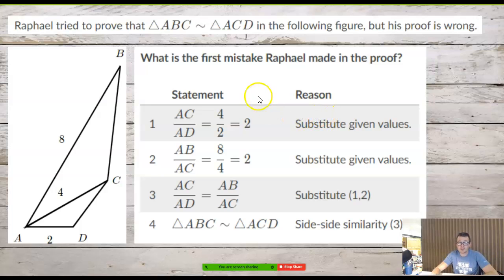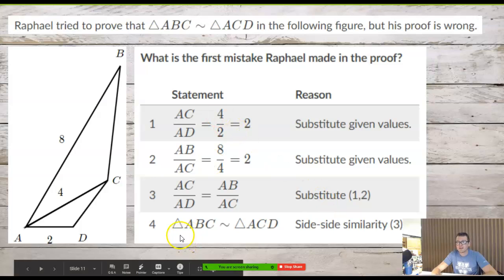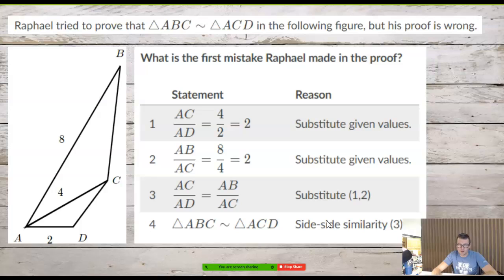This is what we call a 2-column proof. We have a column for the statements and a column for the reasons. I know I'm running out of time, that's why I'm talking quickly. We're going to pick this back up in January.